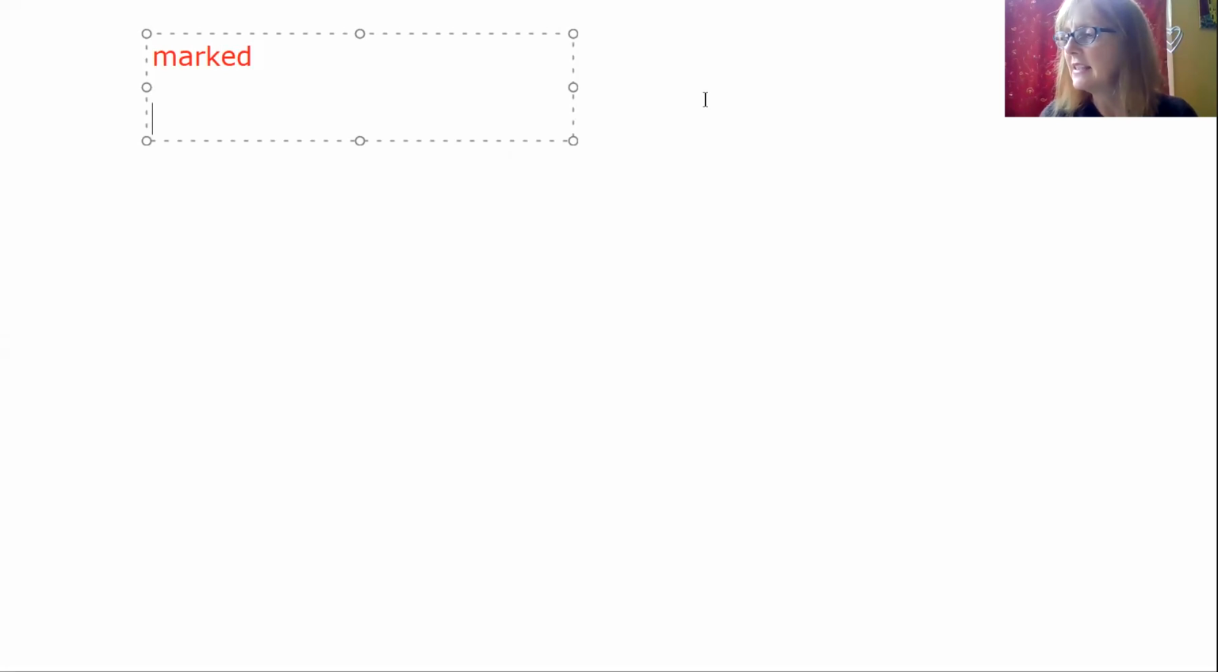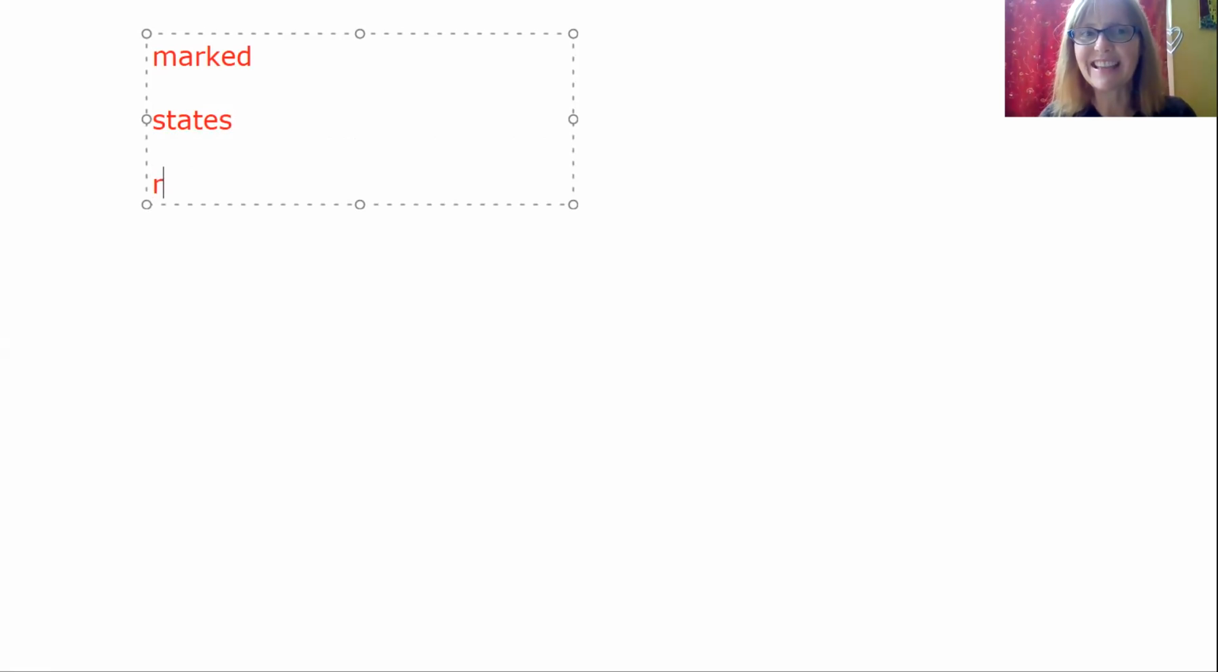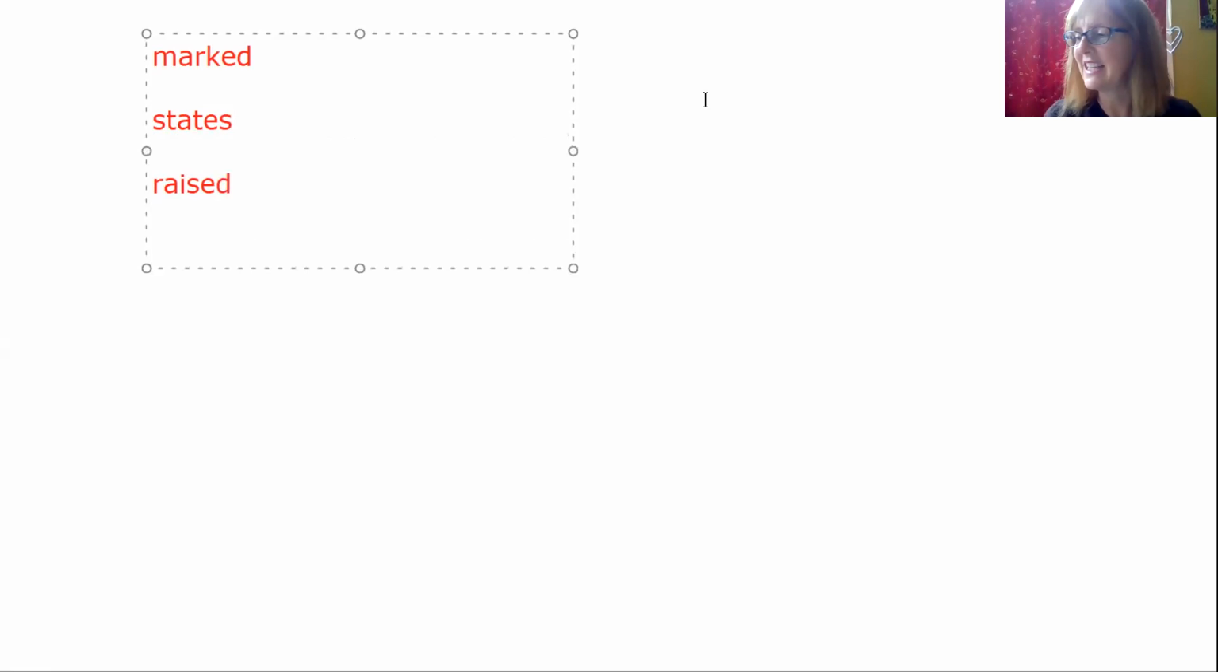States, they saw license plates from 50 states. Our base word is state, one state like the state of Washington. We're just going to go ahead and add the S to the end there. Raised, the flags are raised each morning. Raised, the base word is raise. Now, a long A sound, A-I in the middle of a word. And then we also are going to put an E at the end. Raised. Yes, there you go. Put the D at the end.